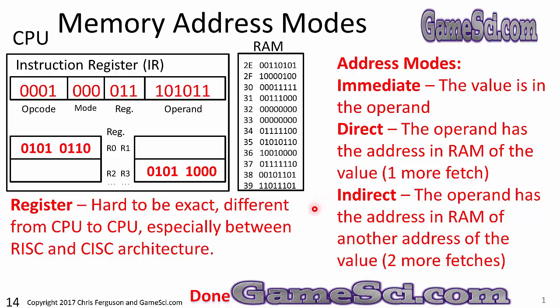Indirect, the operand is the address in RAM of another address of the value. This requires 2 more fetches. This would be the address of another address in RAM, and that's the real value we want. Finally, register mode. Hard to be exact, it's different from CPU to CPU, especially between RISC and CISC architectures. But register mode generally says operate on data that's already in the CPU. Do not go out to RAM and use data from RAM. Use the data that is already loaded in my CPU registers.